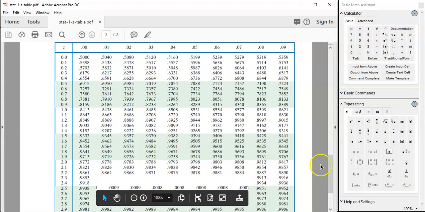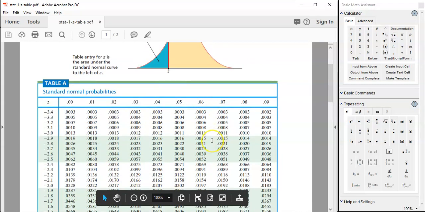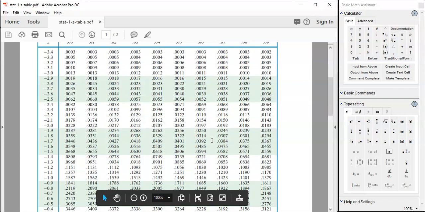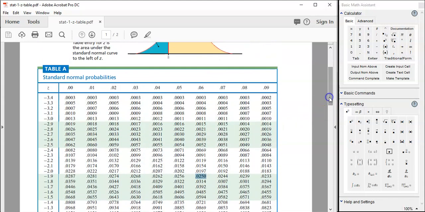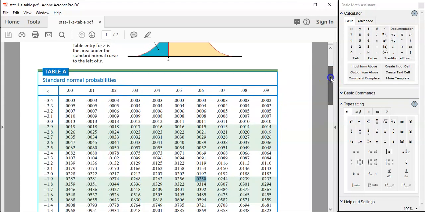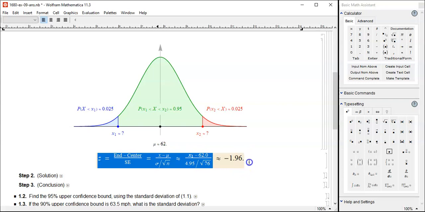Here's a z-table. Let's look for 2.5% here, 0.025. Right here: the negative 1.9 row and the 06 column. So negative 1.96. So this had better be negative 1.96. And from here, you can find out what x1 value we're looking for. So let's solve this equation.